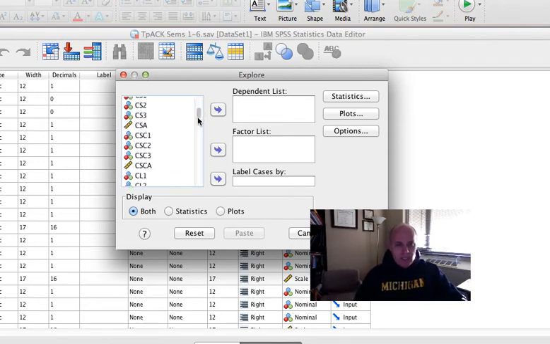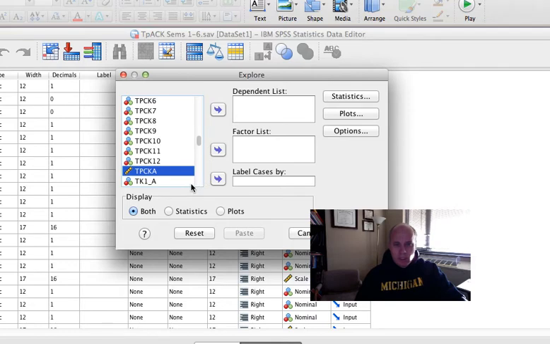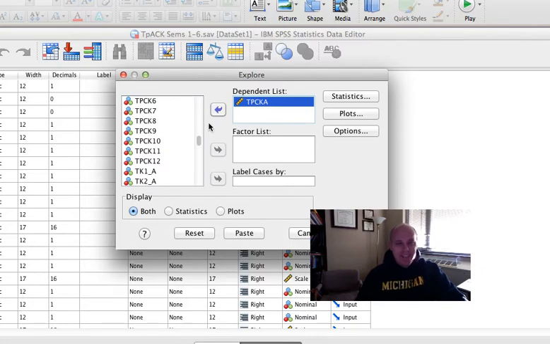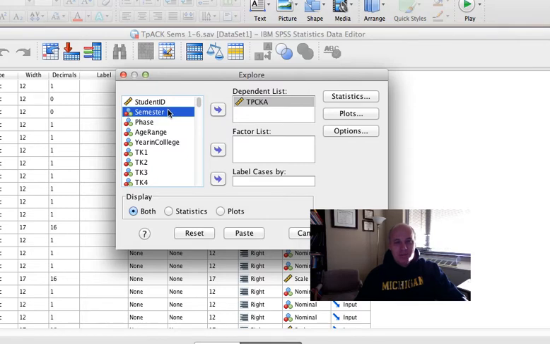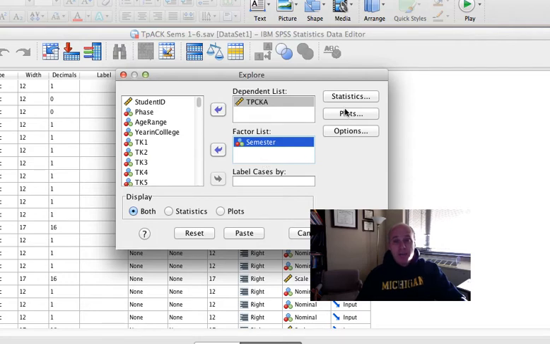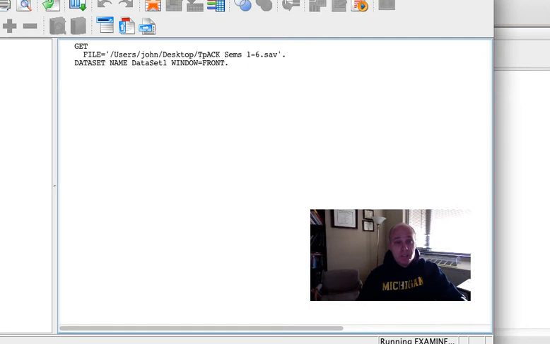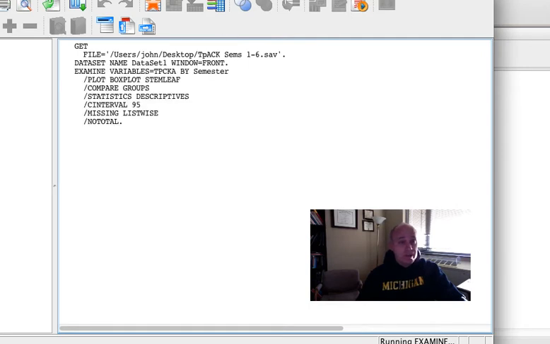So I'm going to take what I consider to be the most important variable here, which is TPAC, and that's, I think, the pretest. I don't even know, but it doesn't matter what I'm showing you. See, those labels are important. And here's the important thing. You've got to analyze it by semester. So I'm taking the semester and putting it on the factor list. That's our various groups. I'm going to skip the plot thing and just show you what I want to get at with the standard deviation, with the standard error analysis.